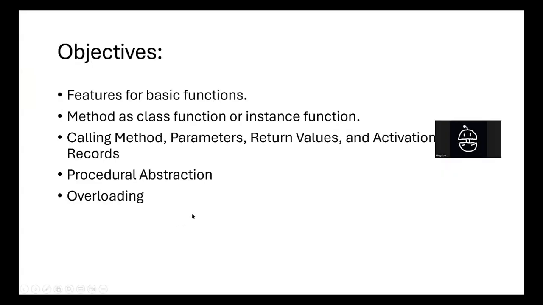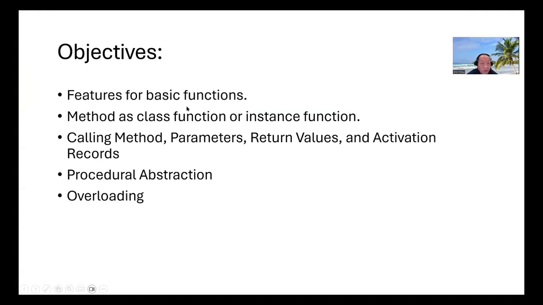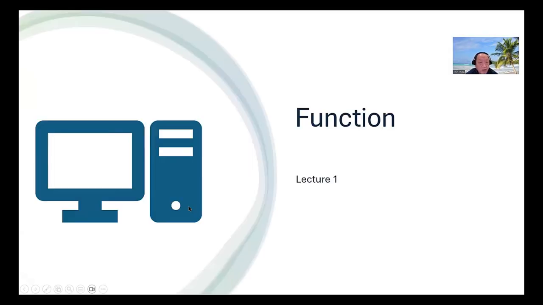In this chapter, we talk about the basic features of functions, and we talk about class functions and instance functions. We'll talk about how to call a method, what the parameter is, what the return value is, and what activation records are. These are different terminologies you need to learn. We also will talk about procedural abstraction and overloading. So first, let's look at functions.